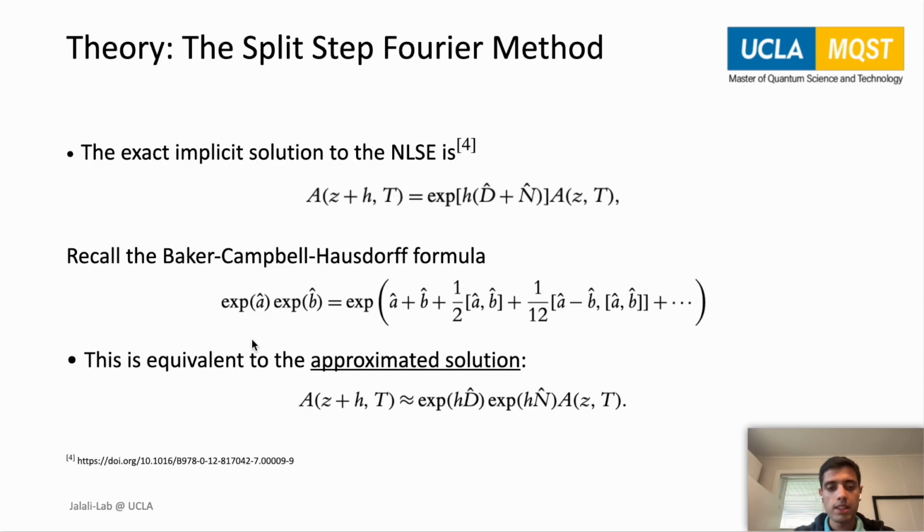That results in the approximate iterative solution given by the last equation here. H is the step size in position. Smaller step size h means a better approximation. So using a small step size and having multiple steps is basically what SSFM is. However, it is important to note that as you increase the number of steps in SSFM, the computation time also increases, and we shall discuss this in more detail.